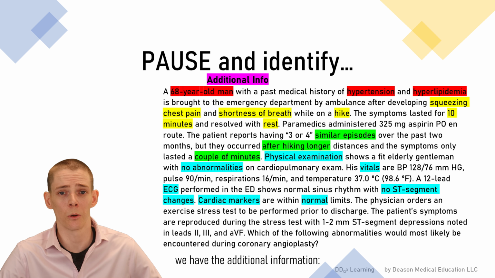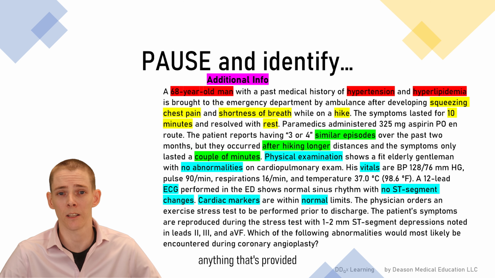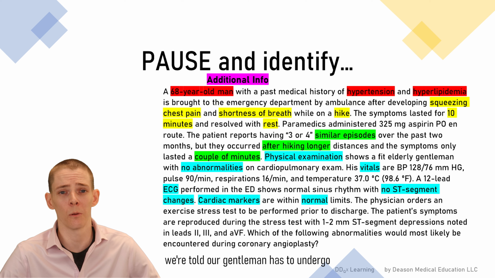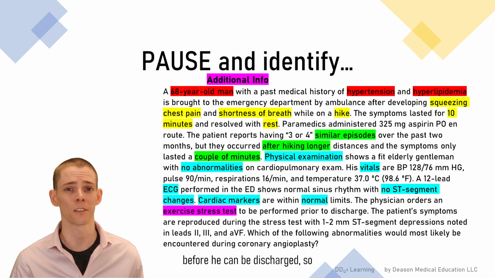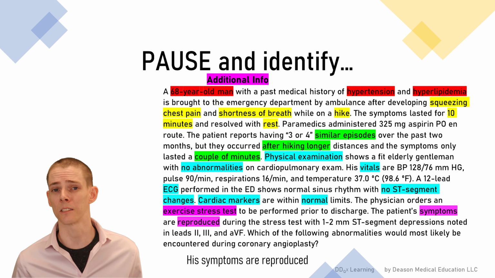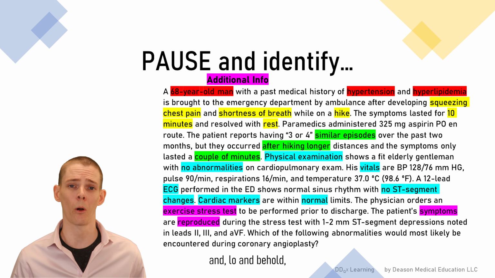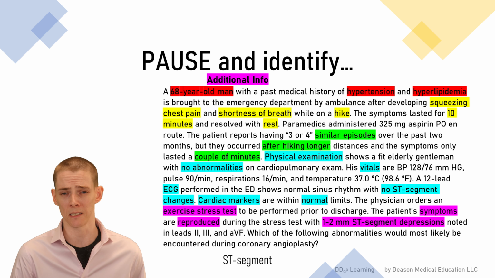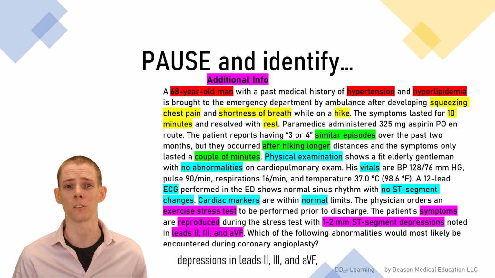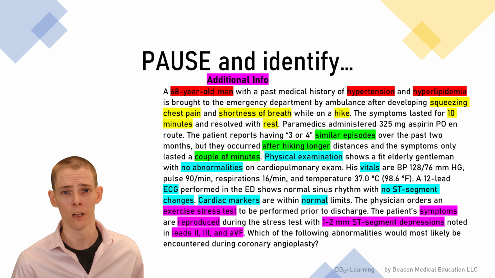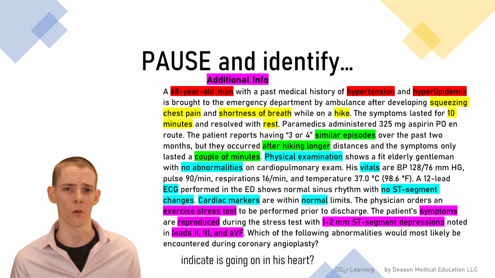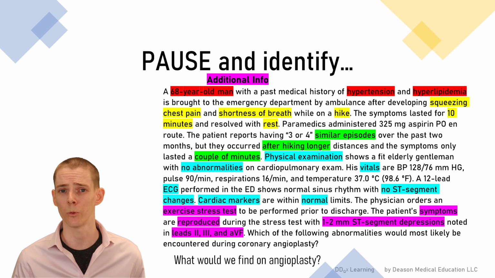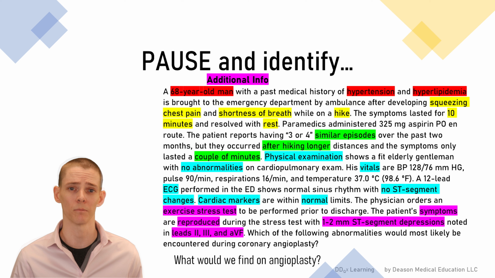Lastly, we have the additional information, anything that's provided after the patient's initial presentation. In this case, we're told our gentleman has to undergo an exercise stress test before he can be discharged. So he undergoes it, his symptoms are reproduced, and lo and behold, we find 1 to 2 millimeter ST segment depressions in leads 2, 3, and aVF, which will finally lead us to that question: what does this indicate is going on in his heart, aka what would we find on angioplasty?